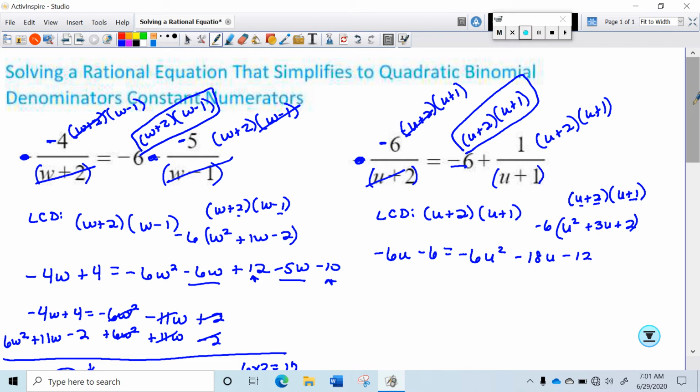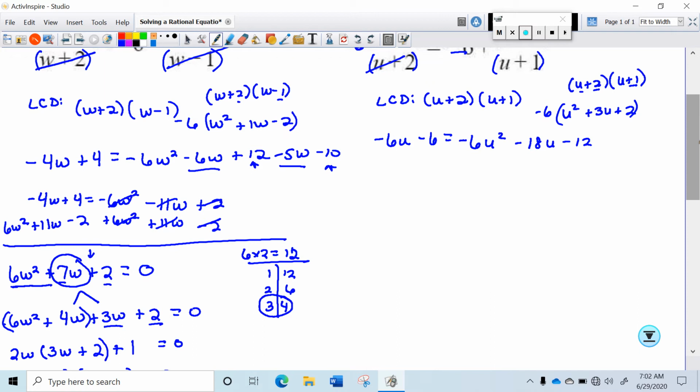I want my squared term to be positive. It is not, so I have to move it and everything else over. So the opposite of negative 6u squared is positive 6u squared. Put that over here. The opposite of negative 18u is positive 18u. Put that here. The opposite of negative 12 is positive 12. Put that here.